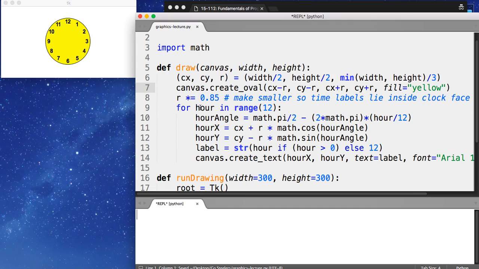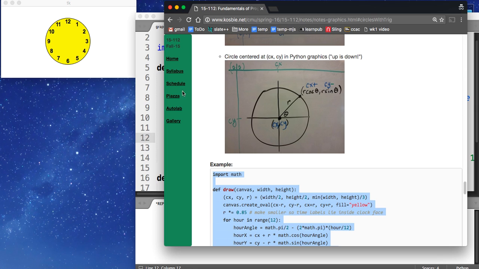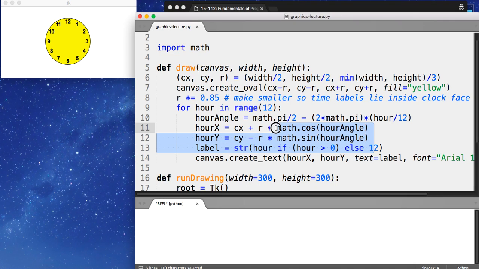So now I need a loop to go around and place my hours, for hour in range of 12. Okay, so hour is going to be 0, 1, 2, 3, 4, 5, 6, 7, 8, 9, 10, 11. When the hour is 0, we're actually going to draw 12 there. Otherwise, it's just the hour. So now I find the hour angle, which I'll revisit. And this is cx plus r cosine theta, cy minus r sine theta. This is exactly the code we saw right here. So these two lines are unsurprising.